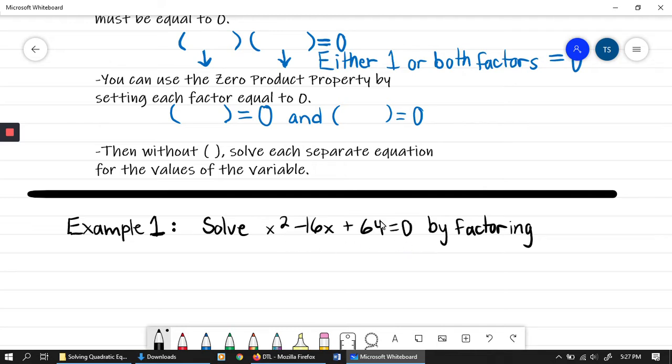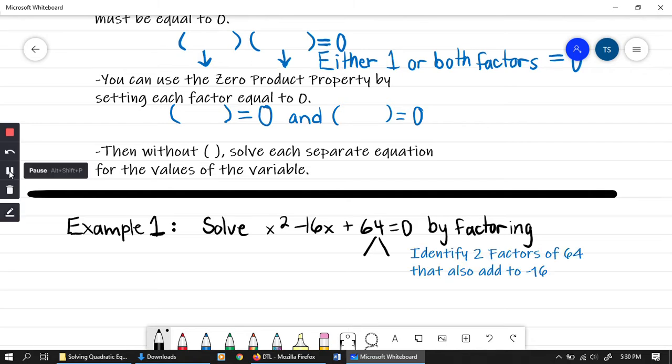If we factor that expression, we need to find two factors of 64 that add to give you negative 16. Those two factors are negative 8 and negative 8. They multiply to give you positive 64, and they add to give you negative 16. So we factored the left side of the equation into these two factors, and the right side is still equal to 0. The factors are x minus 8 and x minus 8.